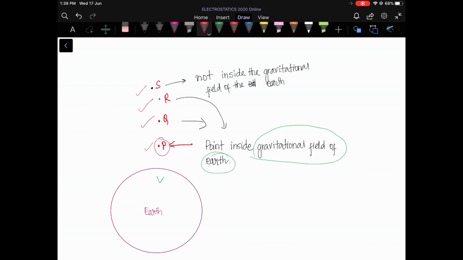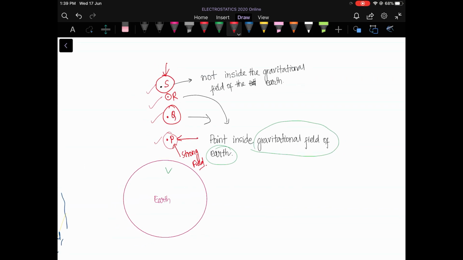At this point P, you have seen the mass was experiencing a very huge force. I can say this point corresponds to a very strong field. Whereas at point Q, I can say the gravitational field is weak, and the gravitational field becomes much weaker at point R, and I can say the gravitational field is 0 at point S.